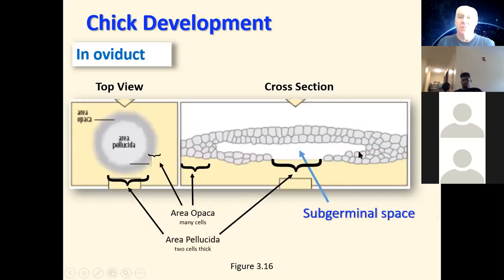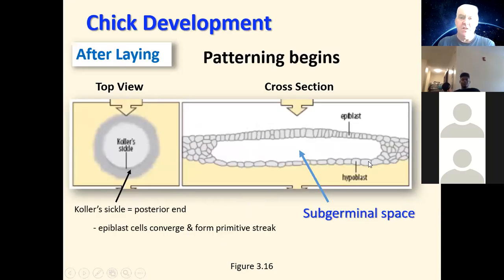That space opens up further, and cells start to grow across the bottom, across the top of the yolk. You've got a clearish area in the middle, which is pellucida, and thickening at the sides, which is opaca. Eventually, those cells totally cover the yolk, and that's the hypoblast, which will be extra embryonic. And then you've got epiblast, with the cells on top, which is where the actual embryo will come from.